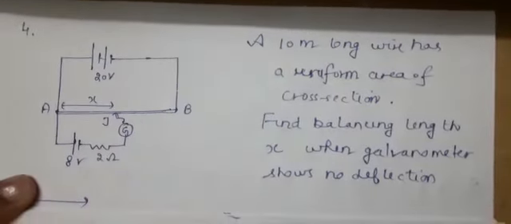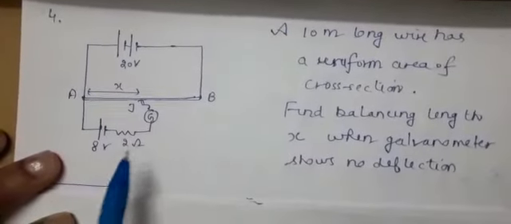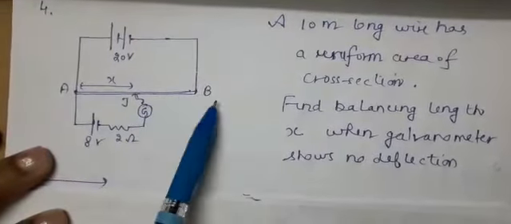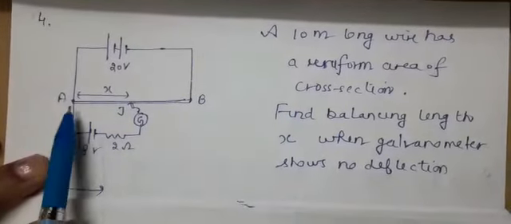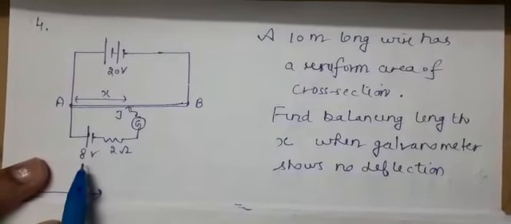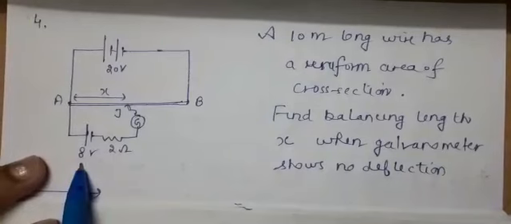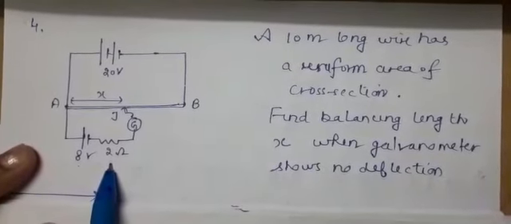See this next question. This is quite a very simple question. You can do it by yourself. See, a 10 meter long wire has uniform area of cross section. Find balancing length, this balancing length x, when galvanometer is showing no deflection corresponding to the secondary cell, 8 volt, and 2 ohm resistance is connected in series with it. So it has been given.